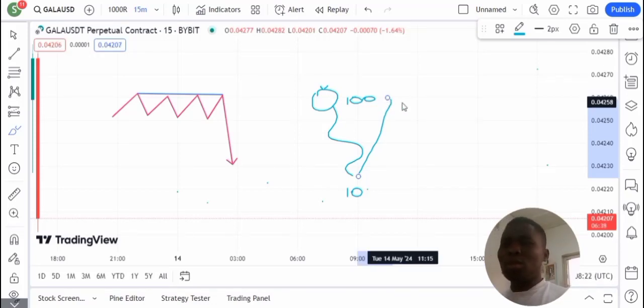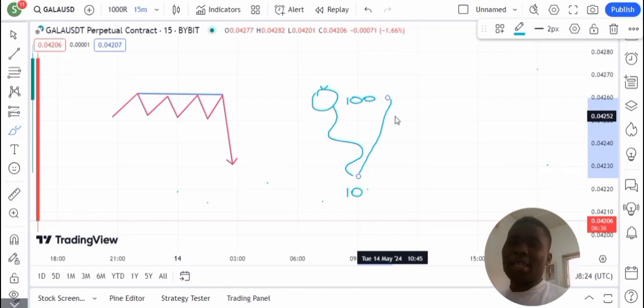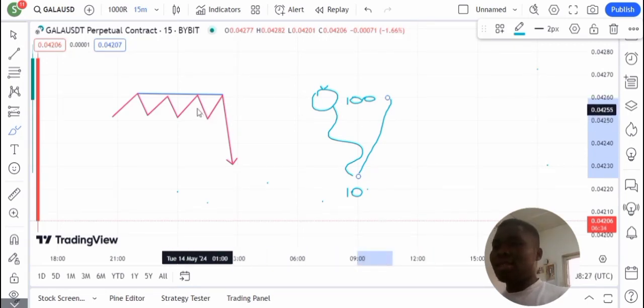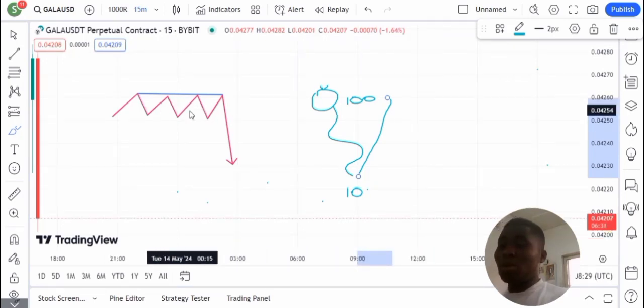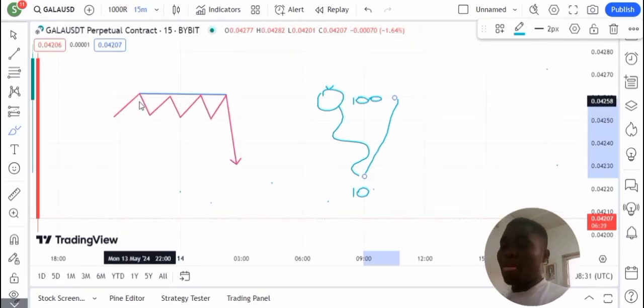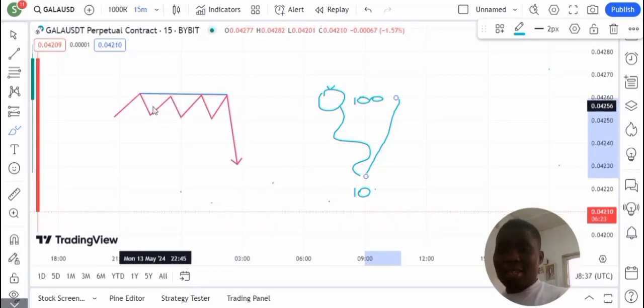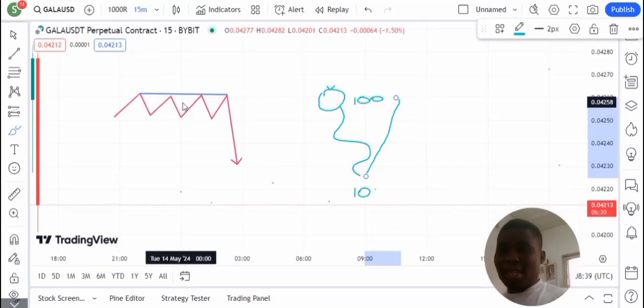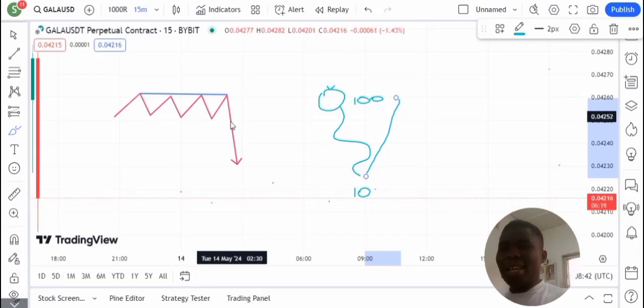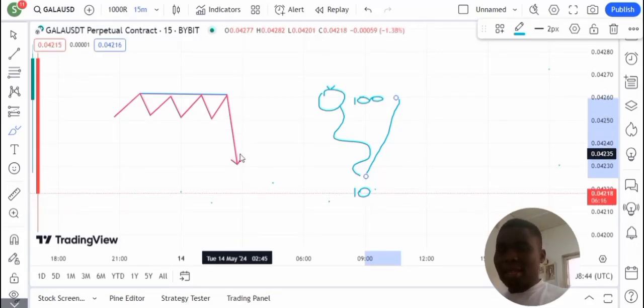Yes, so let's take, for instance, now this is what they call market accumulation. You understand? This is an accumulation. It's an order that accumulated here. You understand? Yes, and this is a candle. You understand? Just follow along.